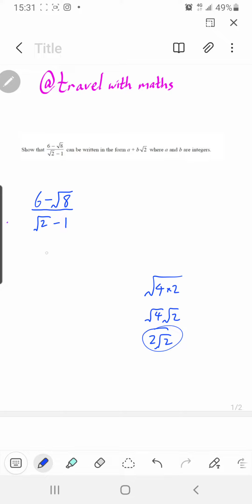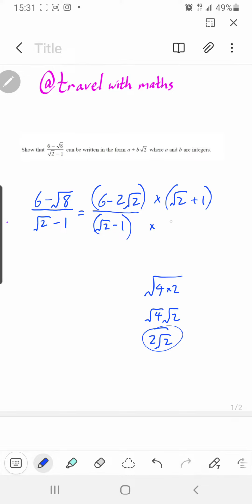Okay, so what we have here is 6 minus 2 square root 2 divided by square root 2 minus 1. So now we need to rationalize this because we do not like surds in the denominator. So multiply the top and bottom by square root 2 plus 1. Okay, always be careful with this because it's a very common mistake.